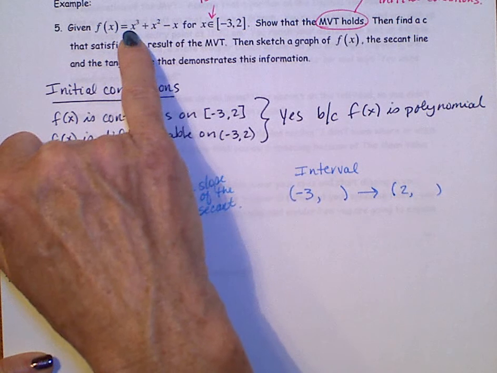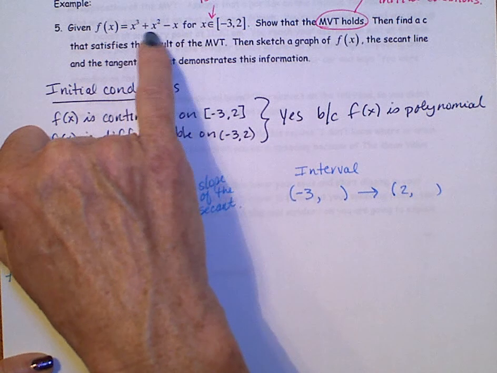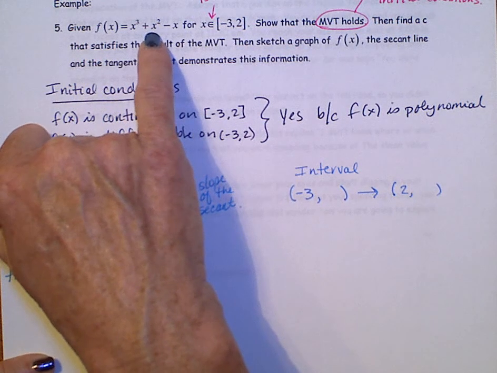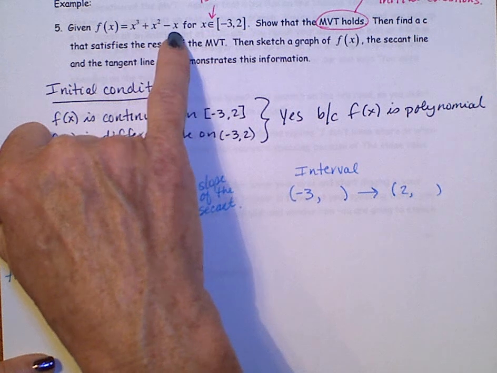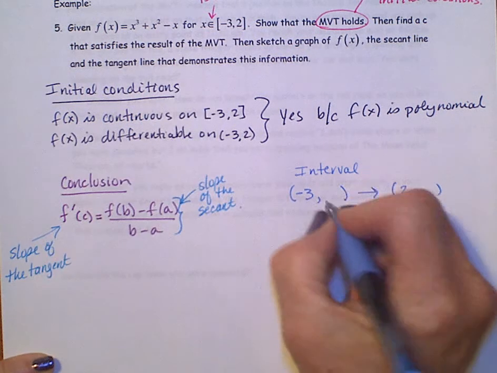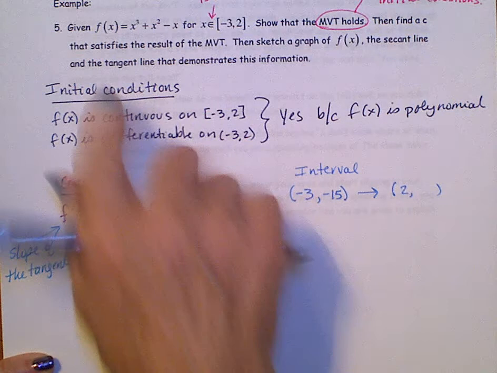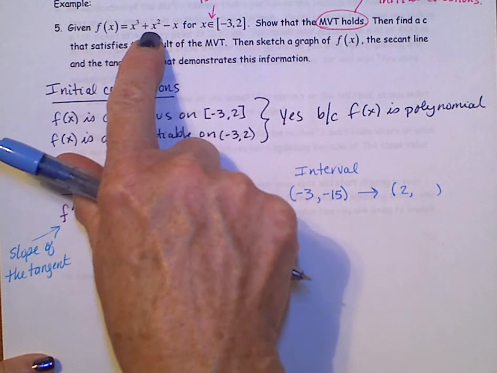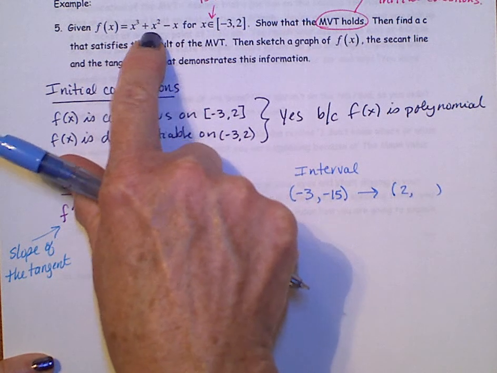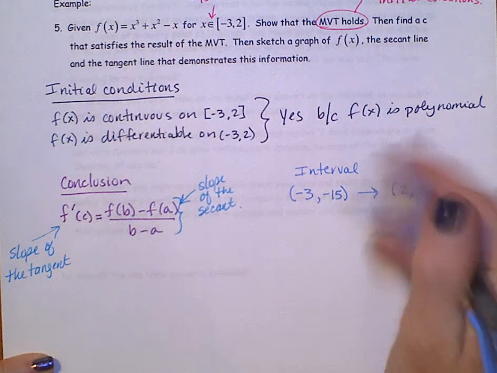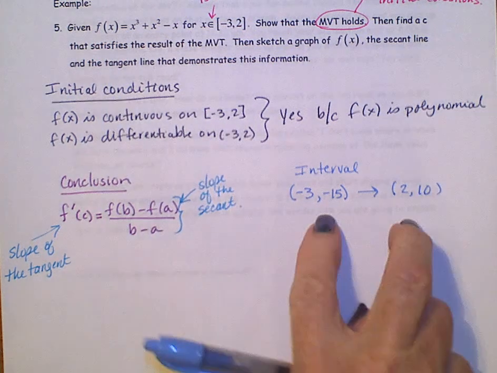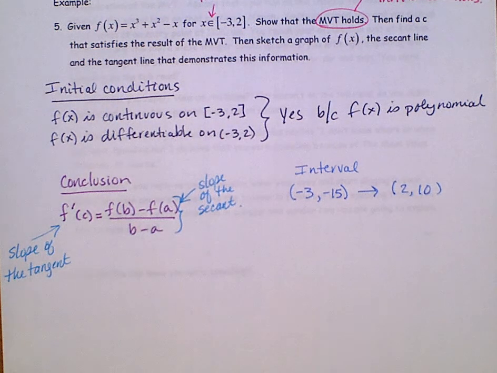Negative 3 cubed is negative 27. That'll be plus a 9. That's negative 18. Minus a negative 3. That's going to be a negative 15. Putting in a 2 here, that's 8. Plus 4 is 12. Minus 2 is 10. That's the interval that we're going between. So the section of the curve that we're looking at is going from negative 3 comma negative 15 up to the point 2 comma 10.